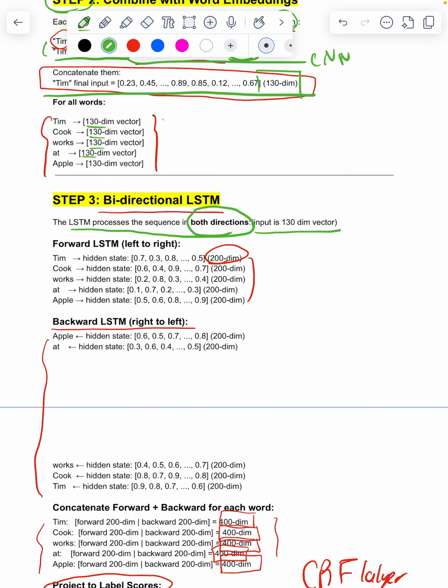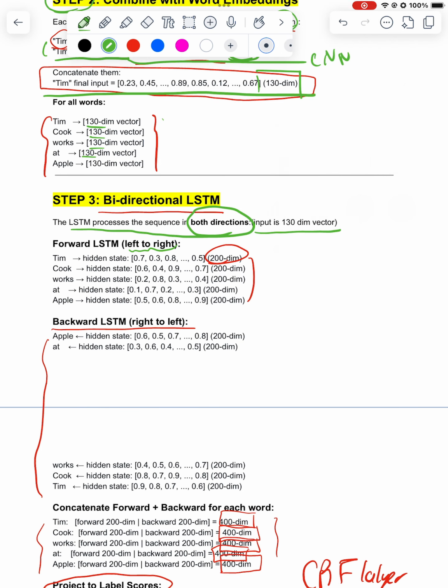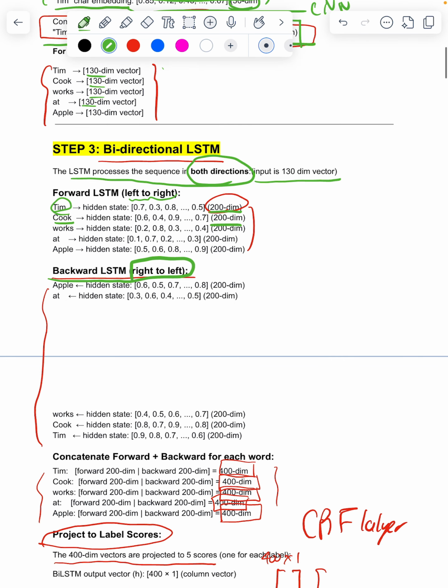The forward LSTM goes from left to right. In both directions, Tim would generate a 200-dimensional vector, Cook would generate 200 dimensions, etc. And the backward LSTM goes from right to left: Apple, at, works, Cook, Tim.